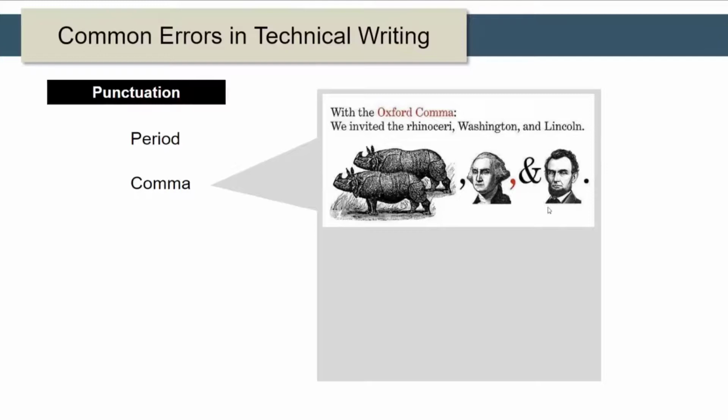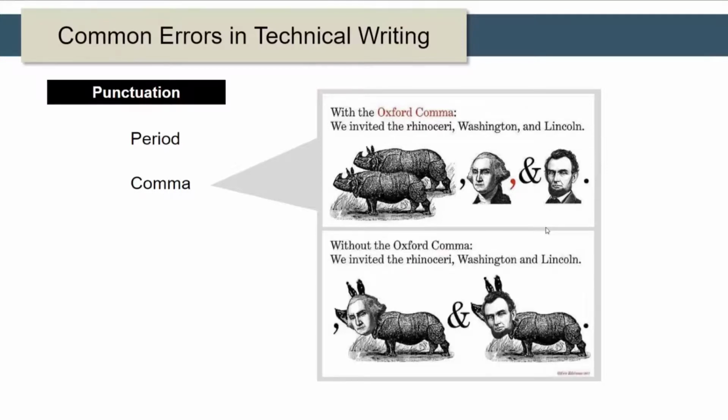If we did not use the Oxford comma, and we said, we invited the rhinoceri, Washington and Lincoln, it tells us that we invited two rhinoceri. The name of one rhinoceros was Washington and the second one was Lincoln. Okay? So it totally changes the meaning. It does not communicate what you really wanted to communicate.